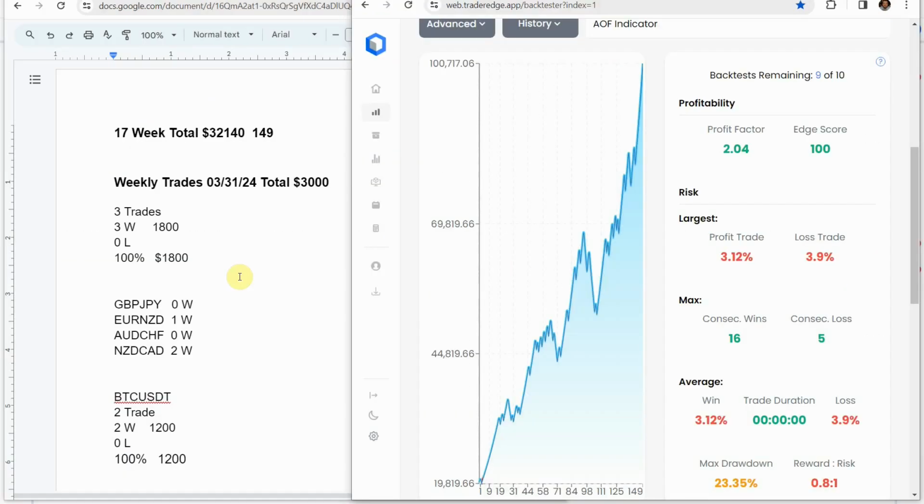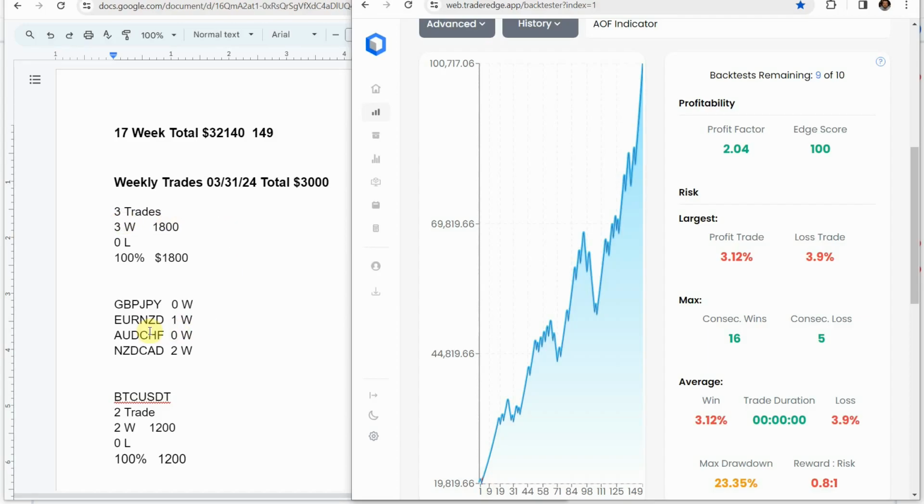All right, so let's go ahead and go over the weekly signals. So this is using the Academy of Forex Indicator on these 4 Forex pairs and this one crypto coin. This is on the 30-minute time frame. And we are keeping track of the signals that the Academy of Forex Indicator has given us each week.